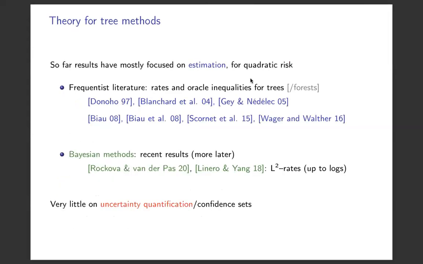Let's do a very quick overview of theory for tree methods. In terms of frequentist work, so CART or random forests, there have been a lot of interesting contributions, and most of those actually focus on the estimation aspect of inference and the quadratic risk, so L2 type loss in regression. And very recently, there have been some very nice contributions in the Bayesian literature, which I'll describe in more detail in a few slides. And they also consider the quadratic risk and derive rates up to logarithmic terms.